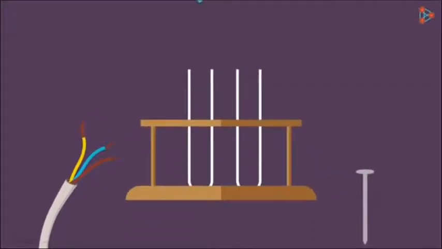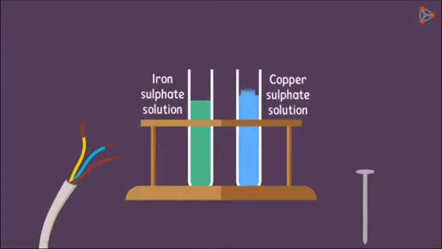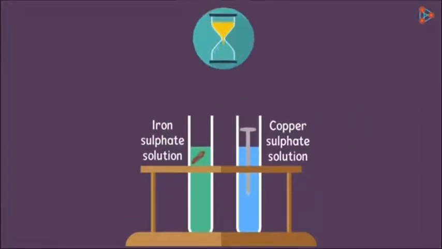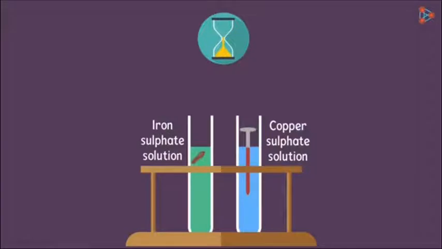So let us understand this with an experiment. Take the copper wire and the iron nail. Take two test tubes. In the first test tube, you are going to fill the iron sulfate solution. In the second, copper sulfate solution. In the iron sulfate solution, put the copper wire. In the copper sulfate solution, you put the iron nail. Keep this experiment for half an hour so that you can find the changes.